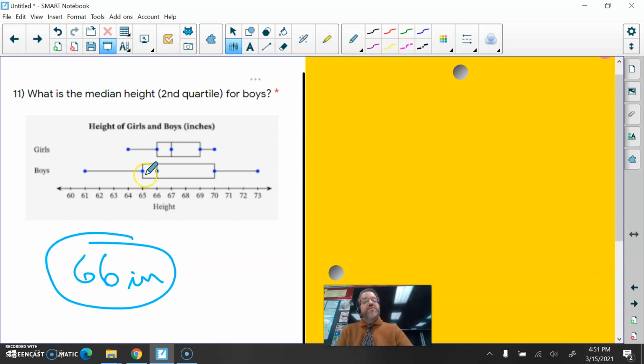The first quartile is 65 and the third quartile is 70. This dot here is your lower extreme. This is your upper extreme. But the second quartile or the median for the entire set of boys is 66 inches.